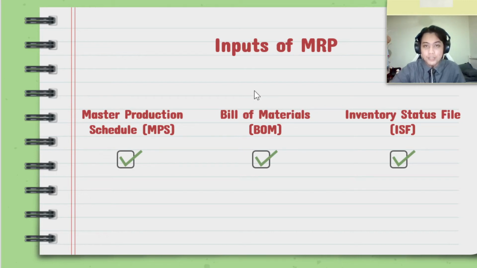My name is Aiman Nafis bin Azali, and I will be explaining the input and the output of MRP. First, I will talk about the input of MRP. There are three basic inputs of MRP: the first one is the Master Production Schedule, MPS, the second one is the Bill of Materials, BOM, and the third one, which is the last one, is the Inventory Status File, ISF.